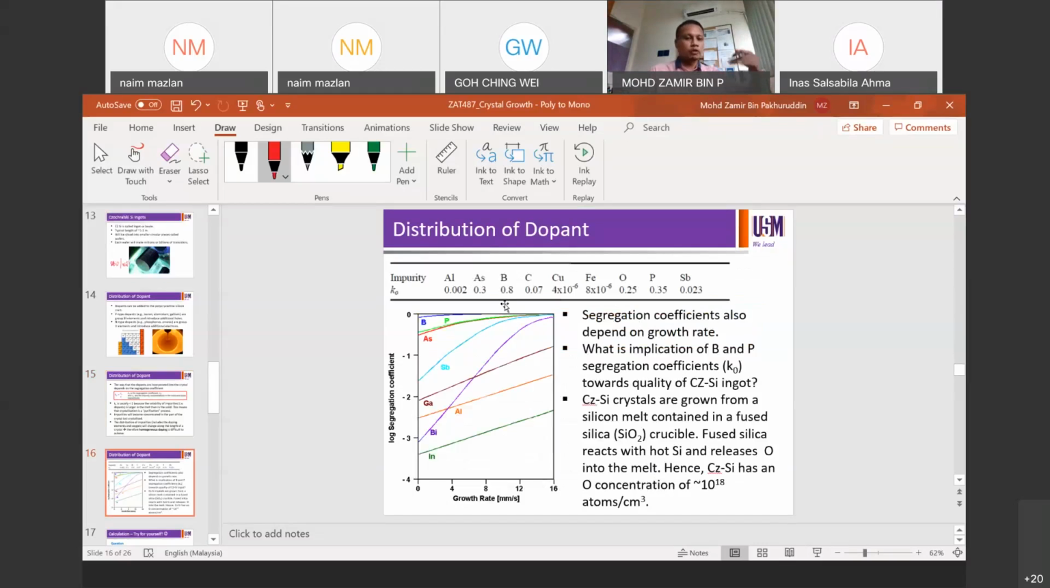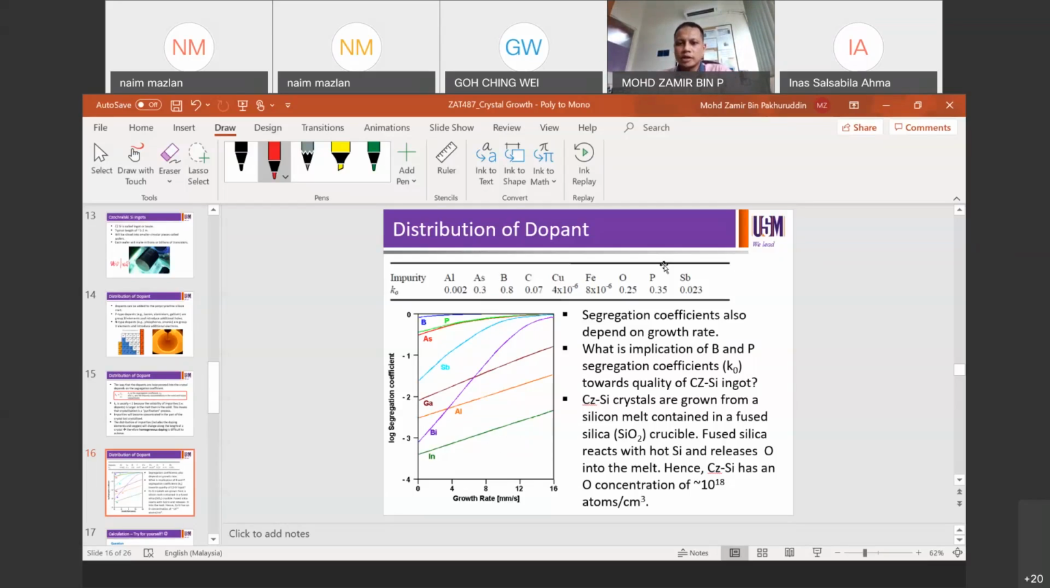All right, in contrast, look at phosphorus. Phosphorus is 0.35, which is better or worse than boron? If you look at the value, is phosphorus better or worse than boron? Worse, right? 0.35. So that means if you put in 1 of phosphorus, whatever the unit is, you're going to end up with 0.35 of 1 in the ingot. The remaining is not incorporated. So that's what it means by segregation coefficient.